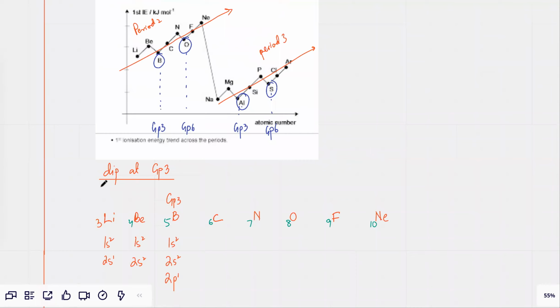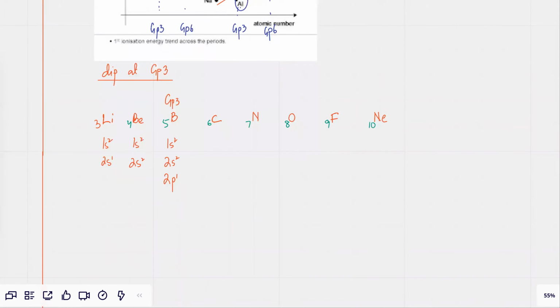Group 1 and group 2 were following the trend because the orbital was the same. They were removing electrons from the same orbital, right? They had exactly the same electronic configuration. The electrons were exactly in the same orbitals, so that was not a factor. But as soon as you moved to group 3, all of a sudden it became easier to remove electrons. So why did it become easier? Because now you're removing electrons from an orbital which is slightly further away.